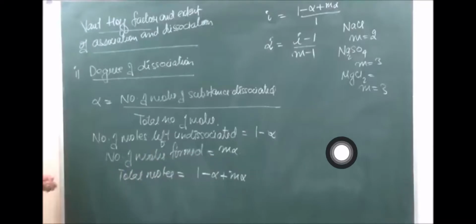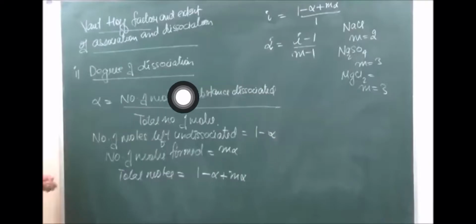Number of moles formed. Number of moles formed means when it is dissociated, the number of moles which is dissociated will form some amount of moles along with the solution, right? So those moles will be m alpha. And what will the total amount of moles be? m alpha plus 1 minus alpha. Why? Because there are moles which are left out and moles which are formed also, right? So total moles is 1 minus alpha plus m alpha.